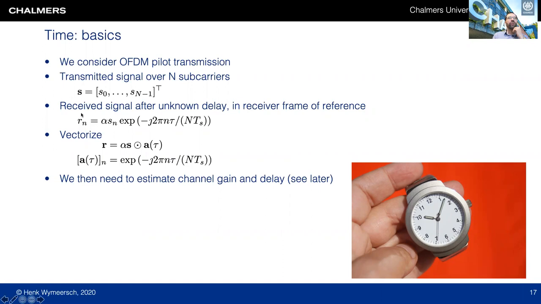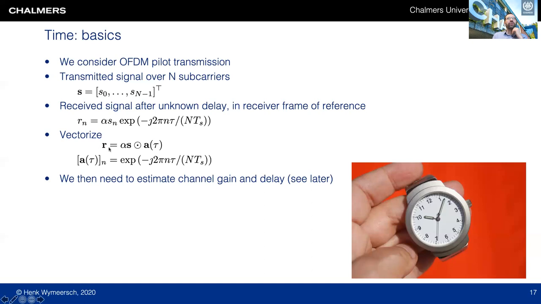On the n-th subcarrier, the receiver sees the n-th transmitted symbol, some QAM symbol, the complex channel gain, and then a rotation that increases with subcarrier index. This is the standard way that delays manifest themselves in frequency in an OFDM system. So I have here e^(-j2πnτ/(NTs)), where n is the subcarrier index from 0 to N minus 1. Tau is the propagation delay, which includes the distance traveled over the speed of light, plus also the clock bias of the receiver with respect to the transmitter. N is the number of subcarriers, and Ts is 1 over the bandwidth of the OFDM system.